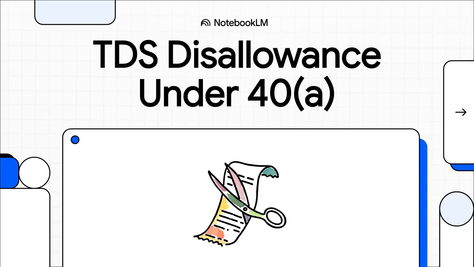All right, let's dive right in. Today, we're tackling one of the most critical and, frankly, most dangerous sections of the Income Tax Act for any business, Section 40A. This is a provision that can turn a tiny compliance slip-up into a massive, unexpected tax bill. We're going to break down exactly how this trap works and, more importantly, how you can steer clear of it.